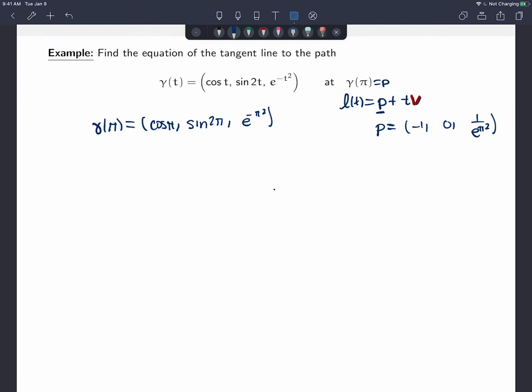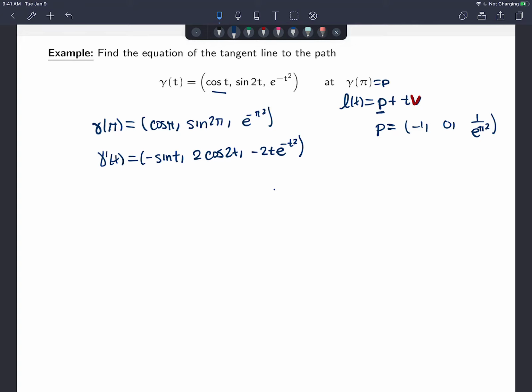Okay, so now I want to find gamma prime. So the derivative is going to be, from here, negative sine t, comma, the derivative of sine 2t is going to be 2 cosine 2t, and the derivative of e to the negative t squared is going to be negative 2t, because of the chain rule, times e to the negative t squared. Correct. So that's my gamma prime at t.